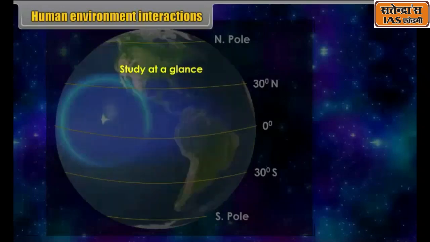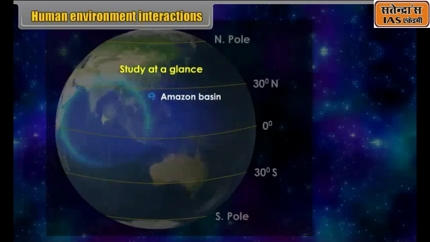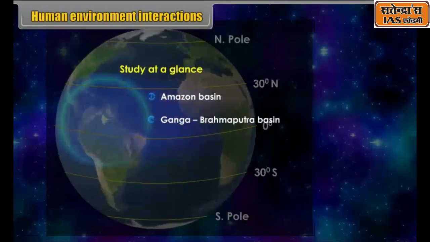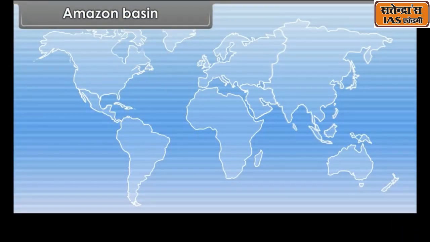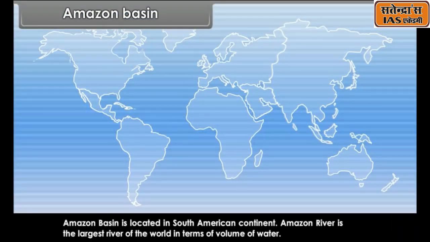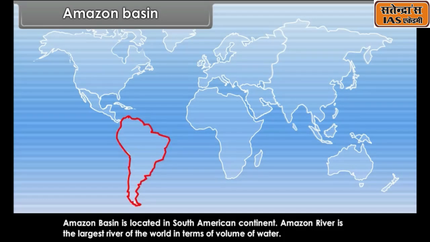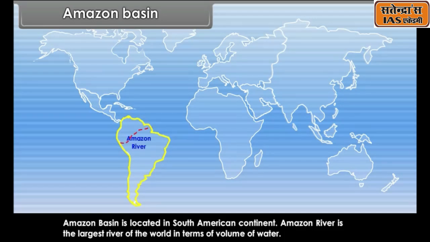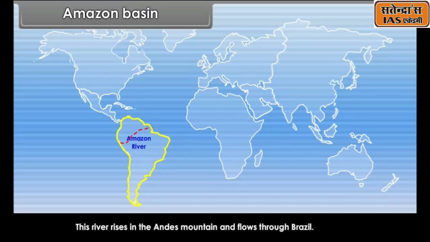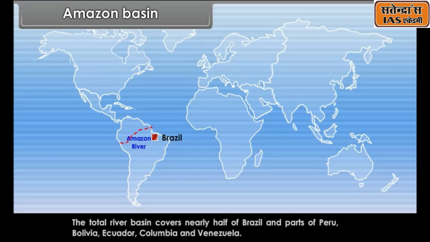Study at a glance: Amazon basin, Ganga-Brahmaputra basin. Amazon basin. Amazon basin is located in South American continent. Amazon River is the largest river of the world in terms of volume of water. This river rises in the Andes mountain and flows through Brazil. The total river basin covers nearly half of Brazil and parts of Peru, Bolivia, Ecuador, Colombia and Venezuela.